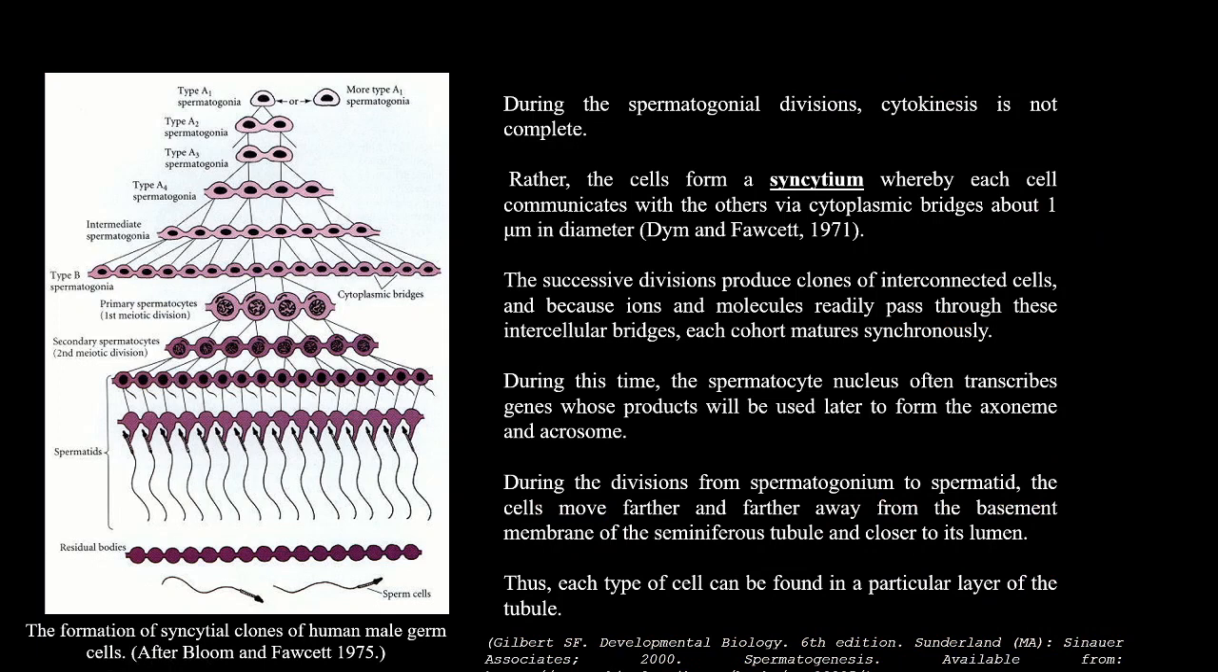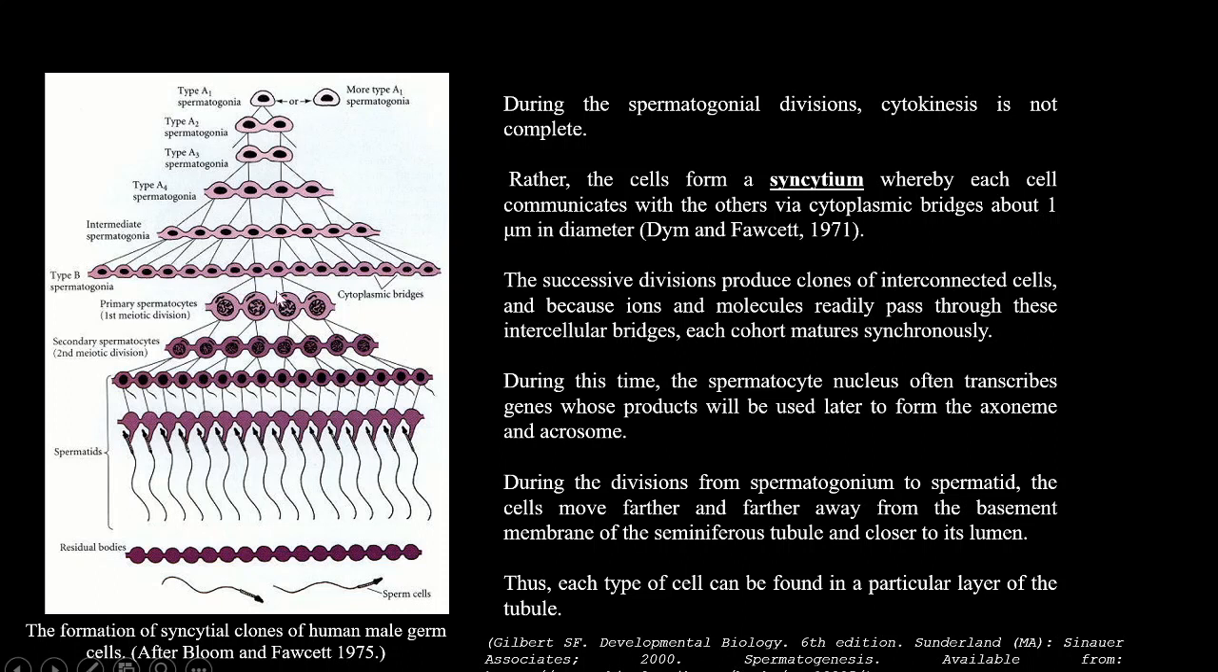Another important aspect is that during the spermatogonial divisions, the cytokinesis is not completed. So here you can see the spermatogonia are dividing by mitosis, but there is no cytokinesis. So they form a continuous mass of cells having a shared cytoplasm, which is called the syncytium. These cells communicate with each other through this cytoplasm. So this connected cytoplasm is called the cytoplasmic bridges. There is quite an exchange of ions and molecules taking place along these cytoplasmic bridges.